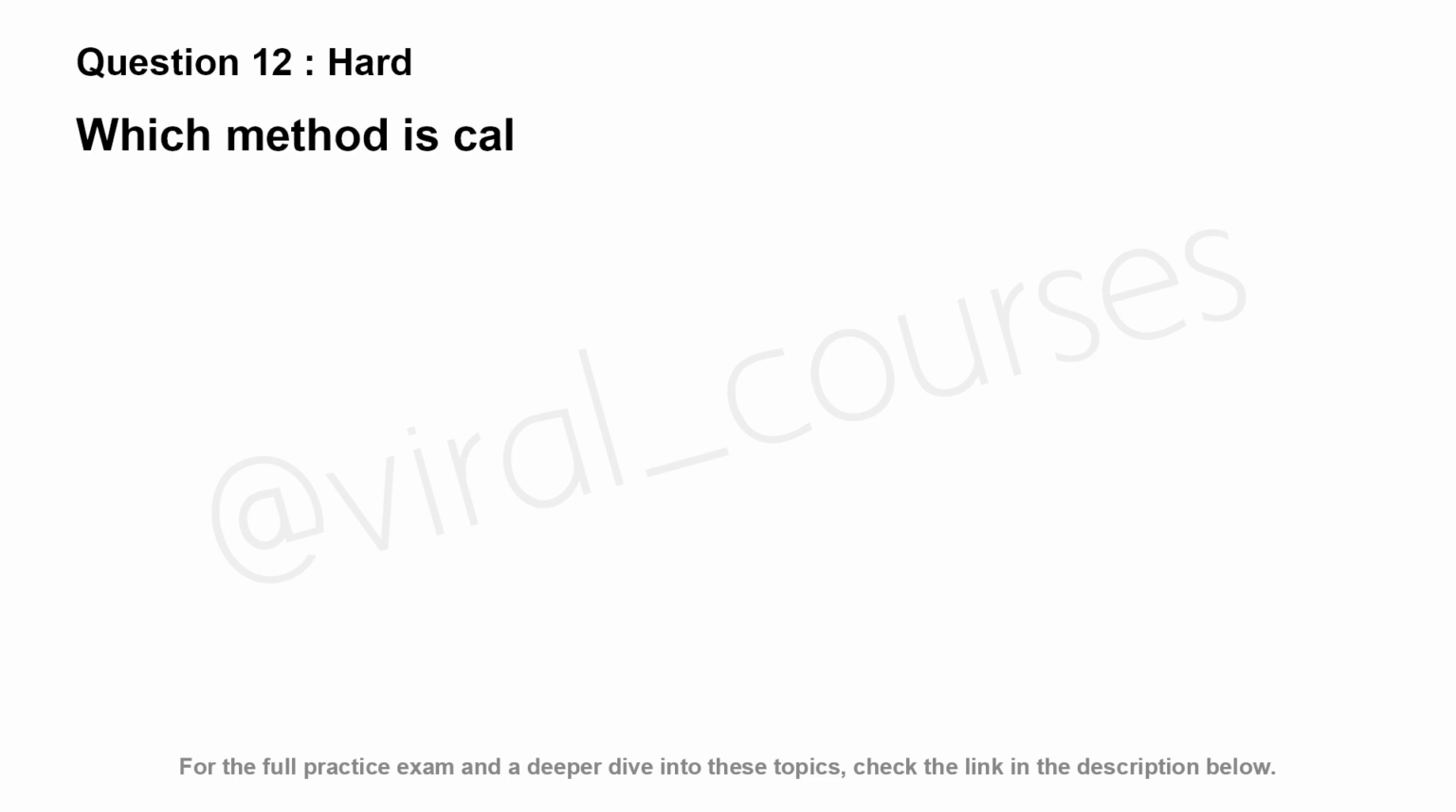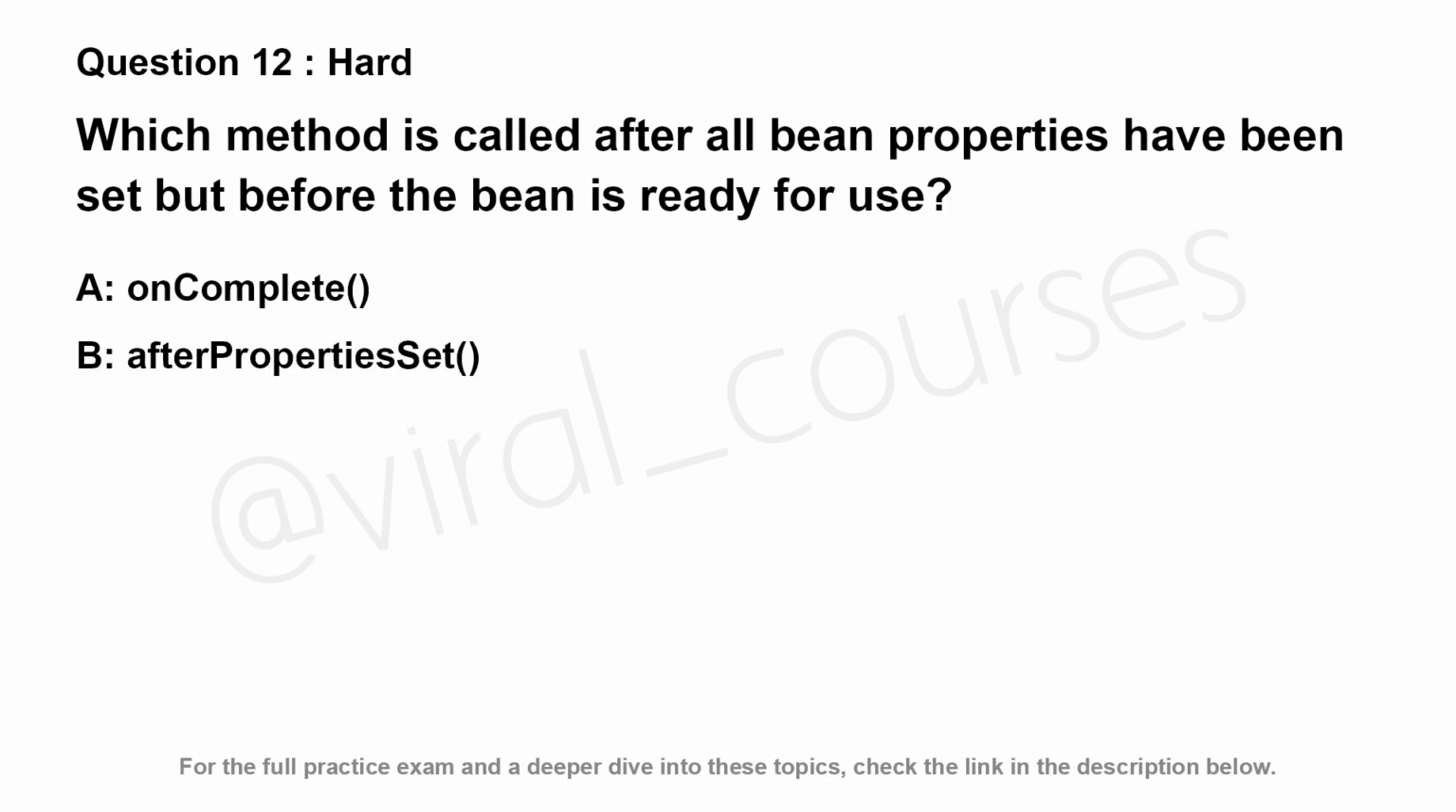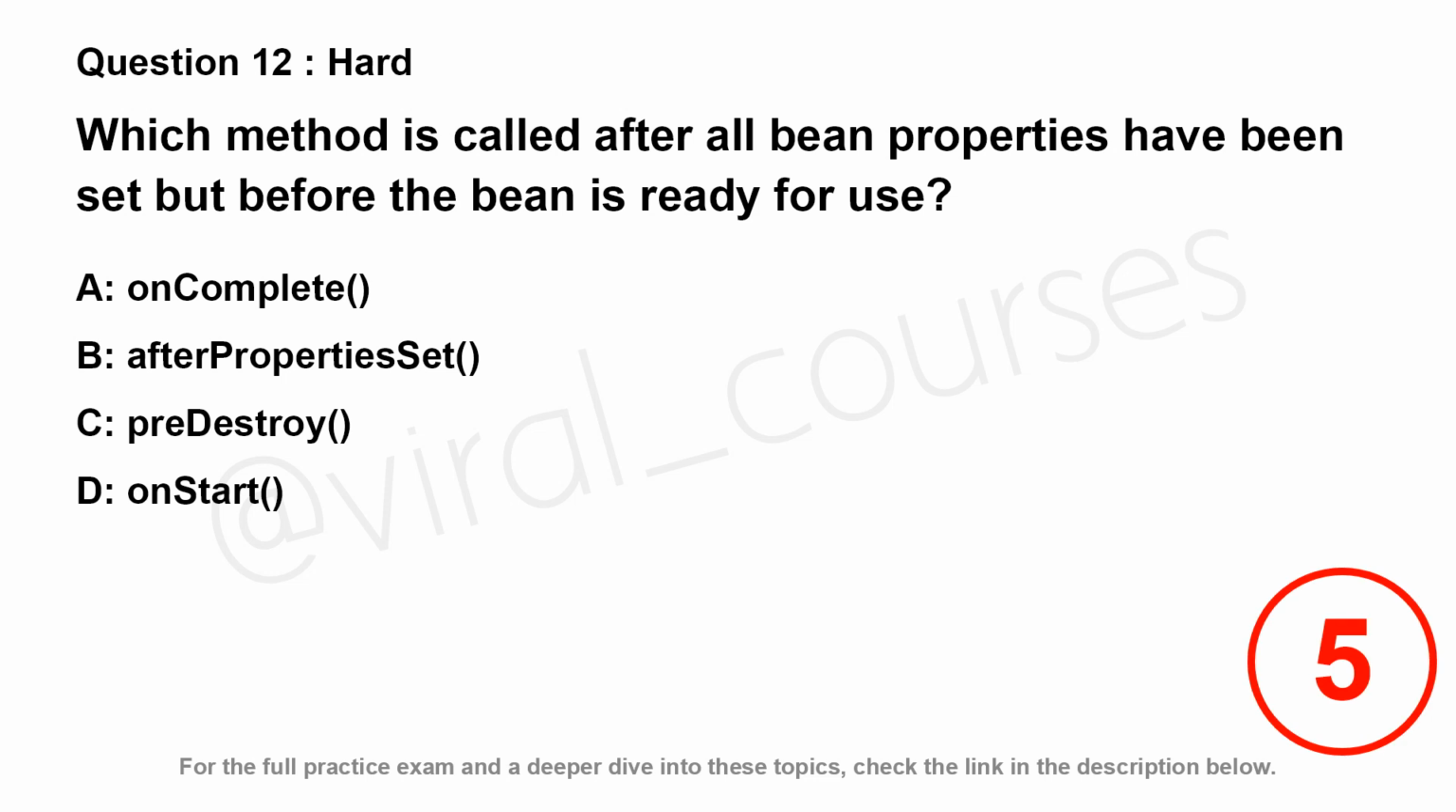Which method is called after all bean properties have been set but before the bean is ready for use? Option A, onComplete. Option B, afterPropertiesSet. Option C, preDestroy. Option D, onStart.